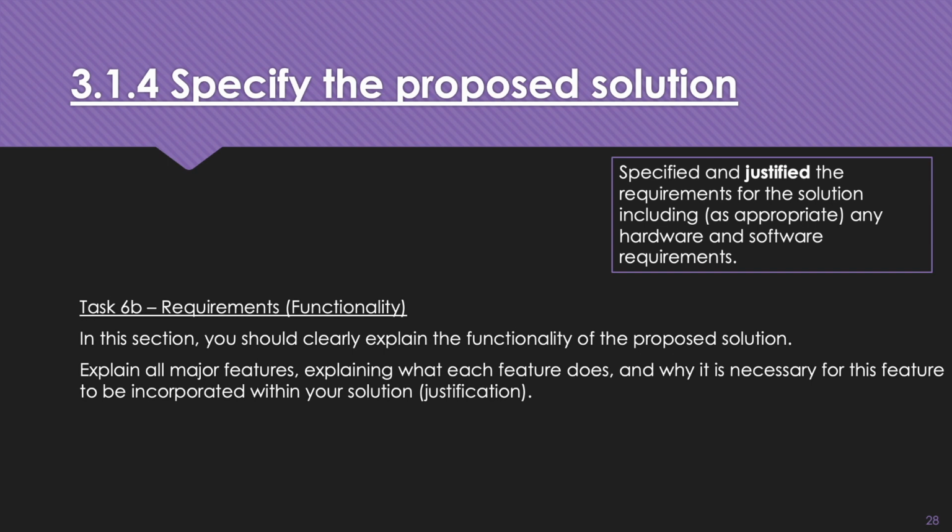Task 6B, requirements, functionality. This is going to be a bigger section. In this section, you should clearly explain the full functionality of your proposed solution. Exactly what does it do? Every single aspect of the functionality of your proposed solution. All the major features, explaining what each feature does and why it's necessary for this feature to be incorporated within your solution. That's justification.